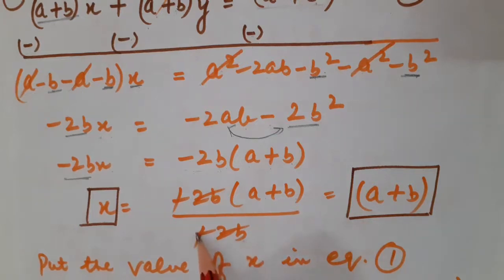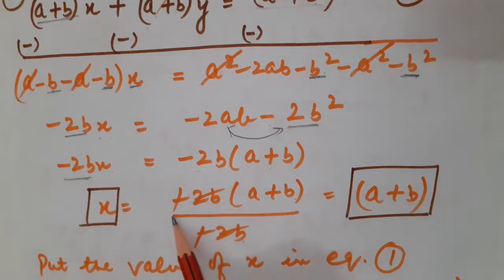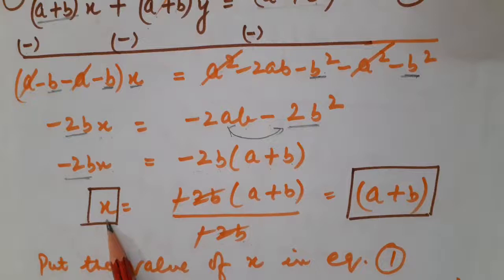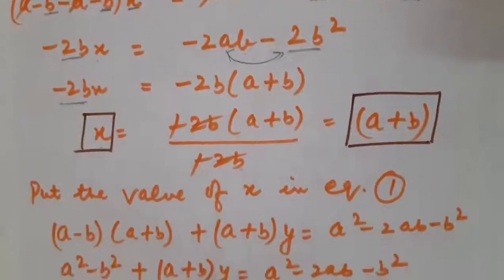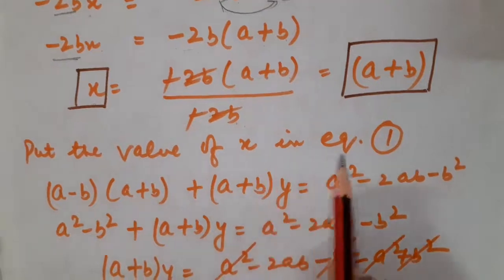Definitely it will be divided. So minus 2b I have written here at the denominator place. Minus and minus are going to be cancelled. 2b will be cancelled with 2b. So what is the value of x? That is a plus b. Fine, children. Now put the value of x in equation number 1.